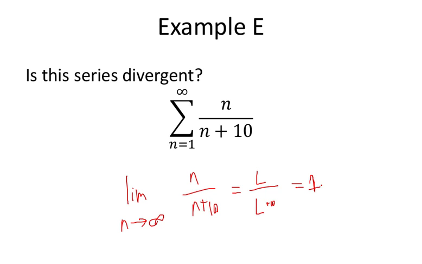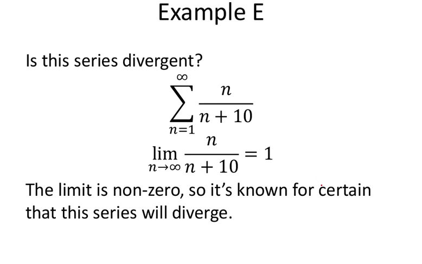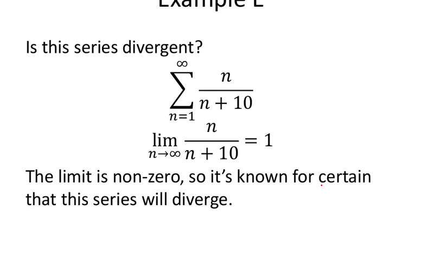as n approaches infinity. This is not 0, but it did approach a certain value. It approached 1, and so this is divergent. We can prove divergence for any case except for 0. And so the limit is not 0. We know for certain that this series will diverge.